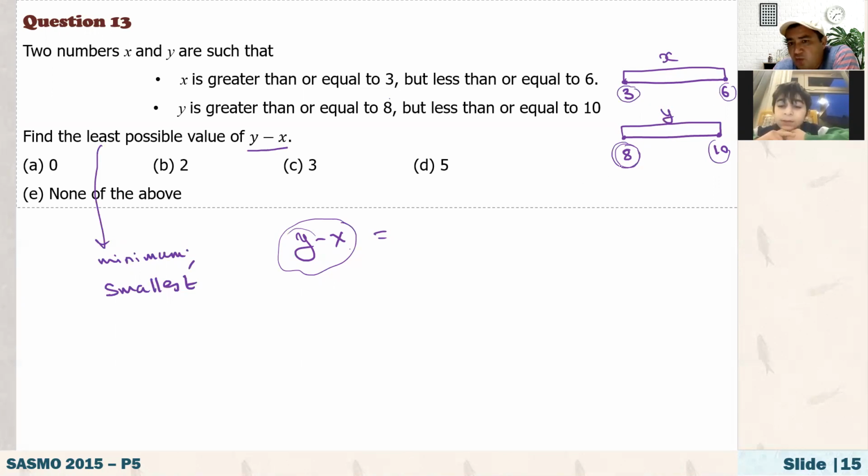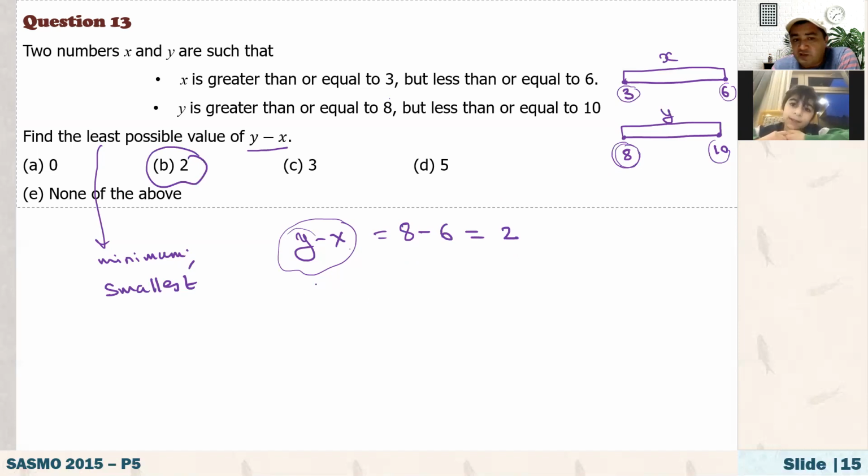So the smallest value of y is 8, minus the biggest value of x, which is 6. So 8 minus 6 is equal to 2. So the answer is 2.